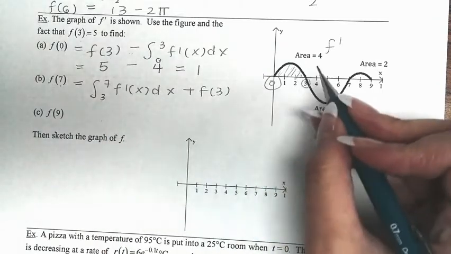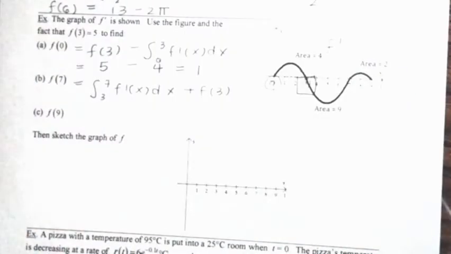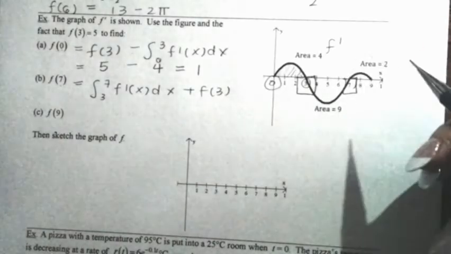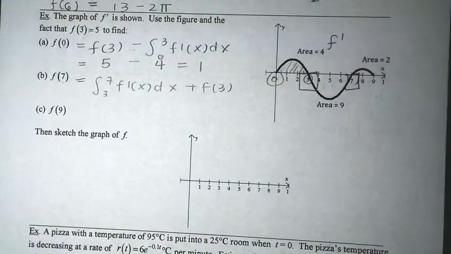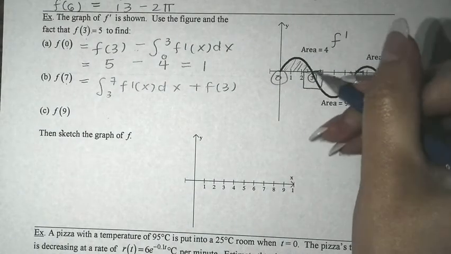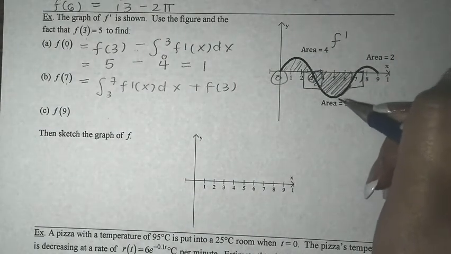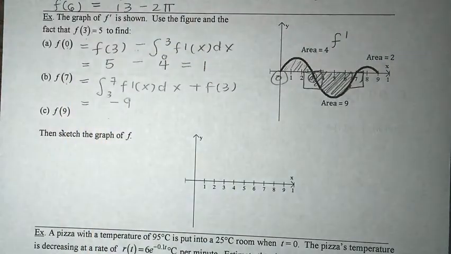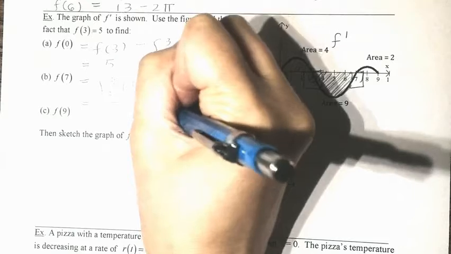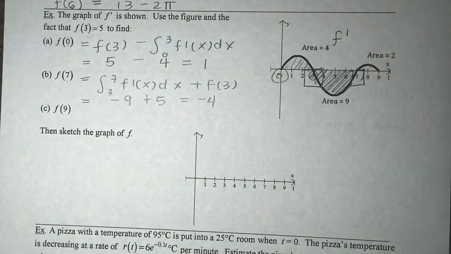With this, what are you looking for? Well, I'm looking for pretty much the area between 3 and 7. So that area that you have over here, what's going to be that? That's going to be the area that you see here, which is 9. That's not 9, that's negative 9 because it's below the x-axis. So you know that it's going to be negative 9 plus 5, which is going to be negative 4. And that's pretty much it for this problem.